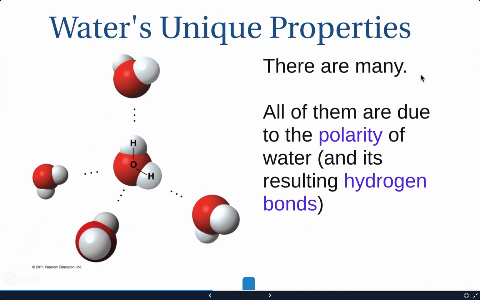So water's unique properties, there are many. All of them are due, though, to the polarity of water and its resulting hydrogen bonds. So remember, in the middle here, this first labeled water molecule is bonded together by covalent bonds. But these dotted bonds here represent hydrogen bonds. And so notice the red oxygen is always facing the positive hydrogen. So the hydrogen bonds are what are attracting more water to this one water molecule. And it's all because of its polarity that was caused by the covalent bonds.